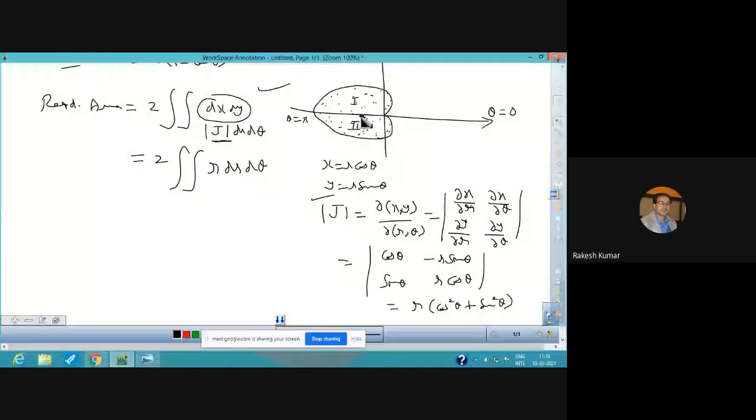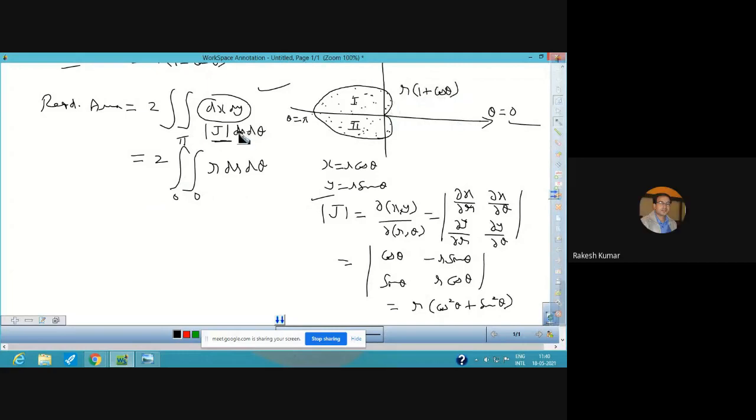As the area of the cardioid is symmetrical about the horizontal axis, for the limits of theta, theta at this point is 0, and goes from 0 to pi. So the limits of theta are 0 to pi, and the limits of r are 0 to the equation of the cardioid. This is r equal to a into 1 plus cos of theta.